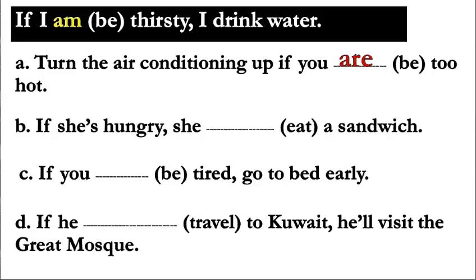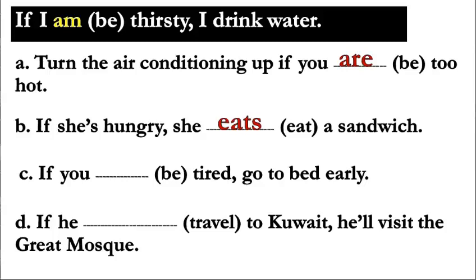Sentence B: if she's hungry, she, it's present simple, eat a sandwich, or she will eat a sandwich, or she would eat a sandwich. What do you think? Of course, it's a fact. When we feel hungry, we eat something. So she eats. Be careful. In present simple, we add s when we talk about he, she, or it. He eats, she eats, or it eats.